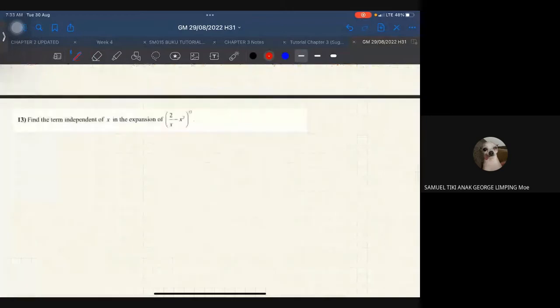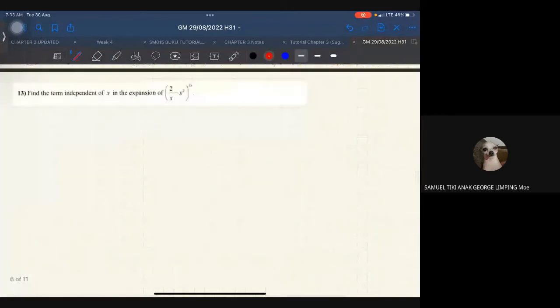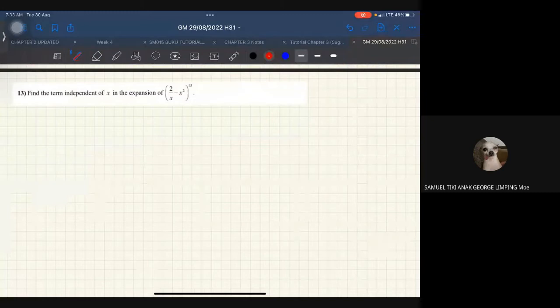Okay, so number 13. Okay, so dia cakap dekat sini, find the term independent of x in the expansion of (2/x minus x square) power of 15. Okay, so saya pecahkan dulu soalan dia. So dia kata dekat situ, term independent of x. So this one kita akan patah balik dekat soalan after this. Term independent of x. Okay, and then dia bagi kita satu expansion lah, satu expression.